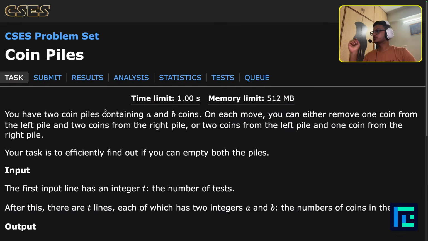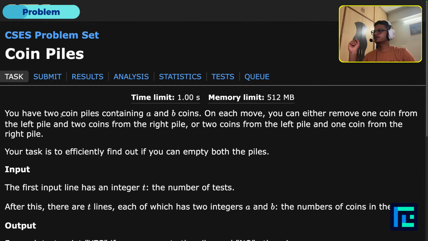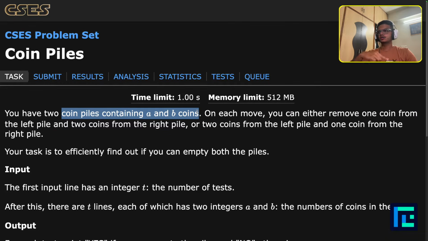Let me read out the question for you. So the question is pretty simple. You'll be given two piles containing A and B coins. So you'll have two piles of coins. One will have A coins and another will have B coins.